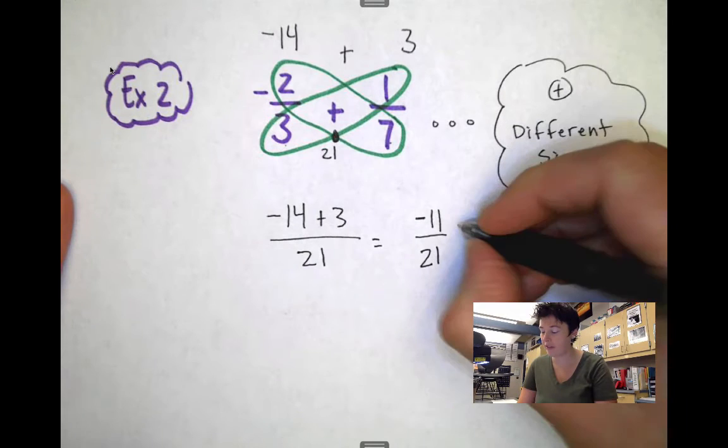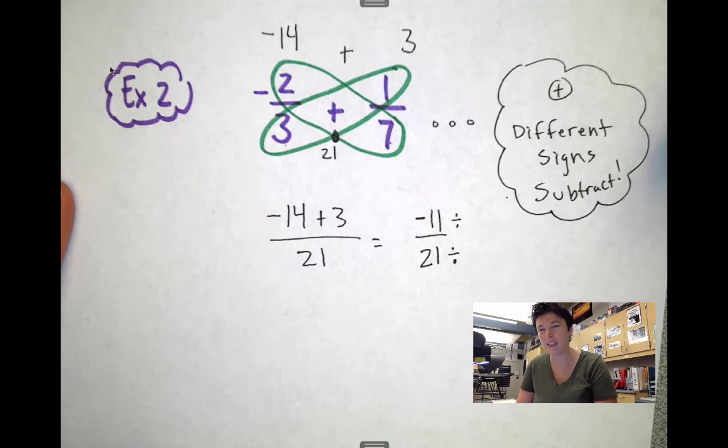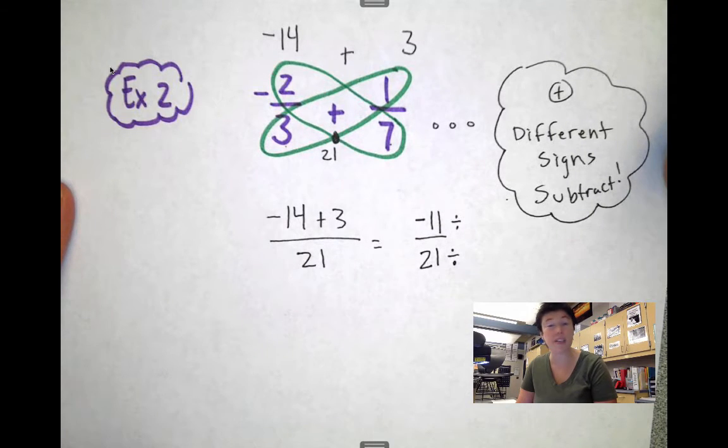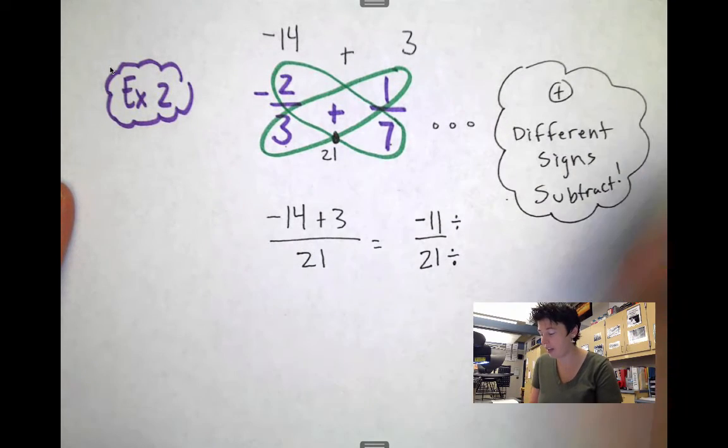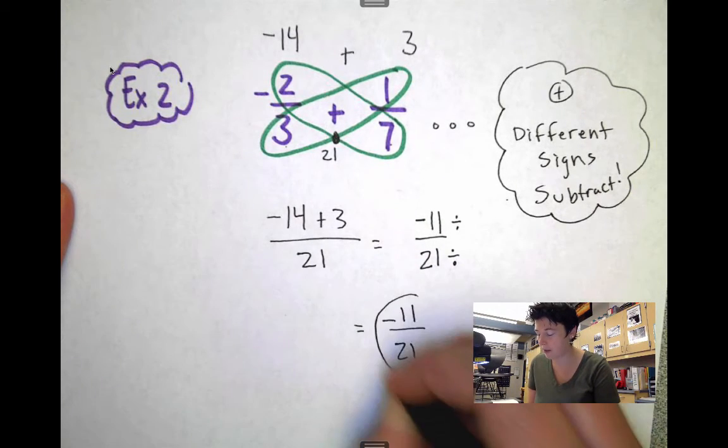Now I'll simplify if I can, but what are you going to divide 11 and 21 by? 11 doesn't really divide by anything other than itself. So I don't think I can simplify. I think I'm actually stuck with negative 11 21sts as my answer. And I'm done.